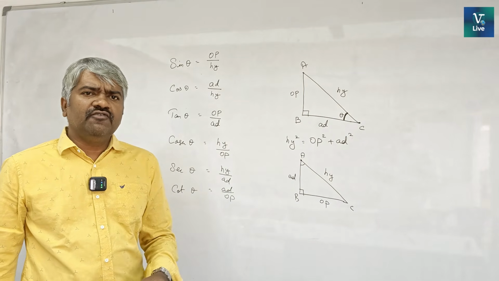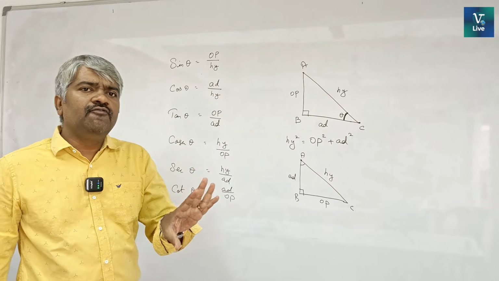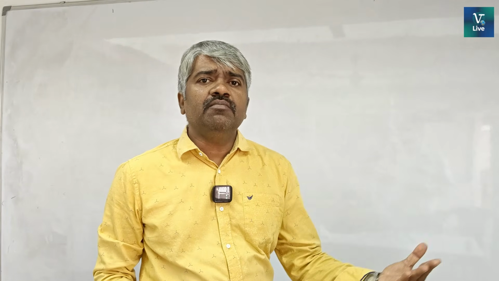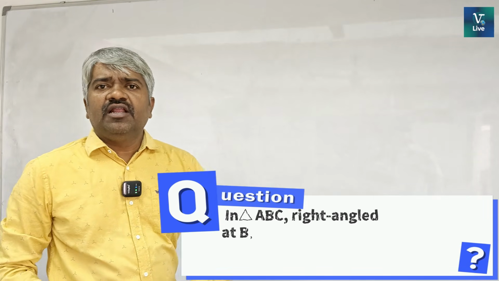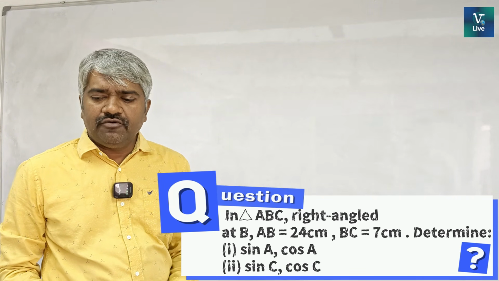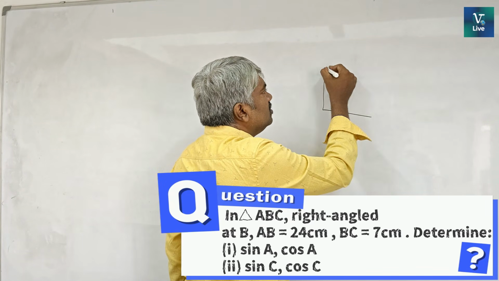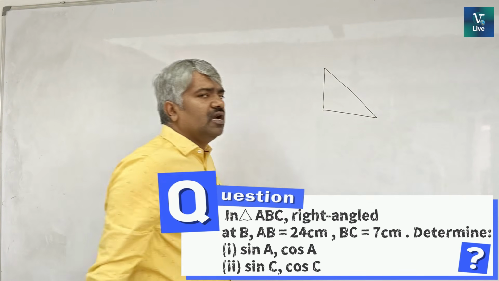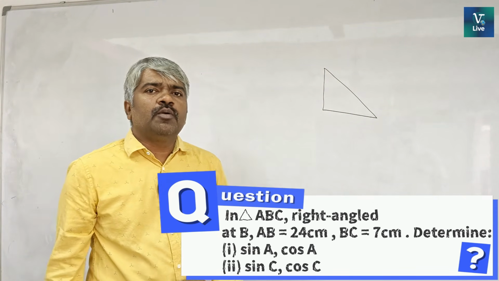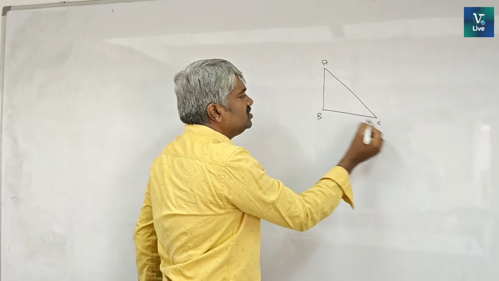Now we have a discussion on a few problems similar to these concepts, which will be helpful for you to solve problems from your textbook or from other materials. The first question: in a triangle ABC, which is right angled at A, the distance AB equals 24 centimeter, distance BC equals 7 centimeter. Determine sin A, cos A, sin C and cos C. This is the first problem from your textbook. A, B and C.